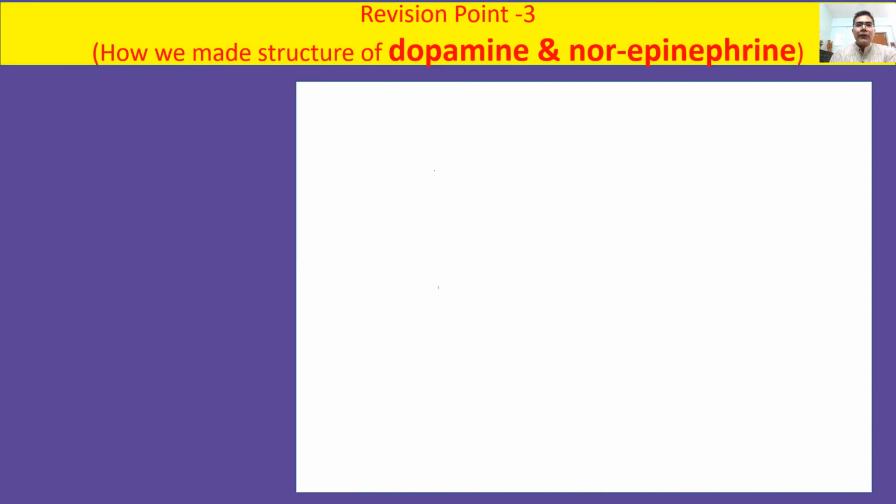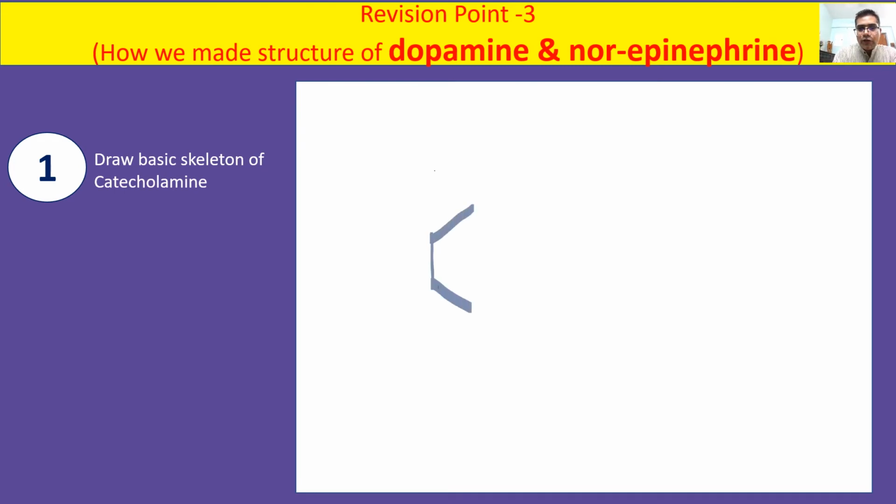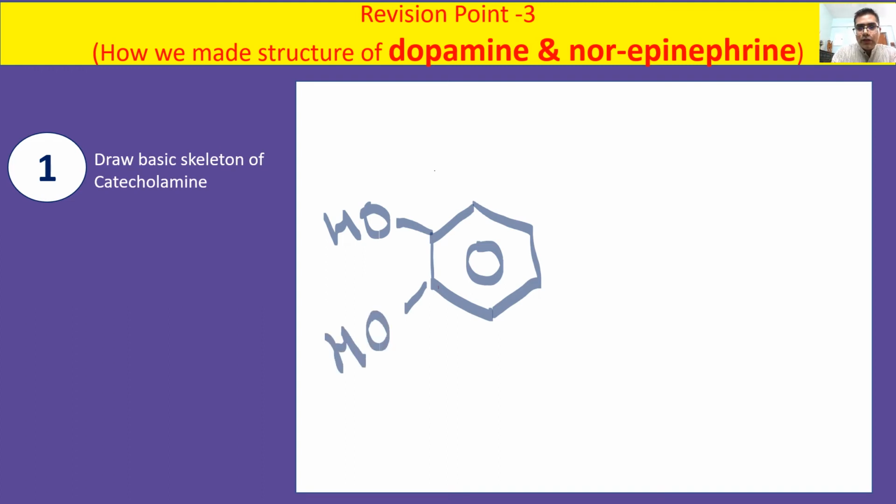So revision point 3. How do we make the structure of dopamine and norepinephrine? So let's do it again. This is the basic skeleton of catecholamine. How do you draw the basic skeleton of catecholamine? This is catechol. 1, 2, 3. On the third, I have added the amine part.